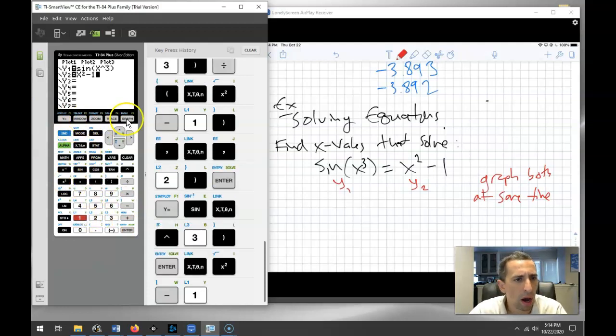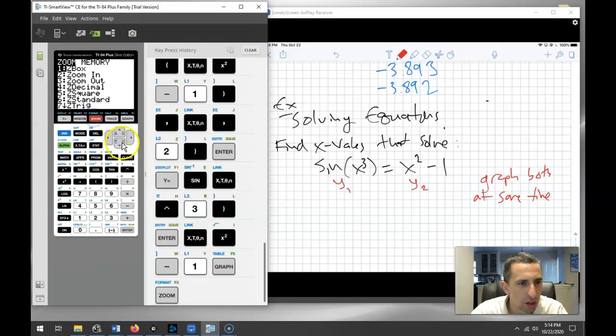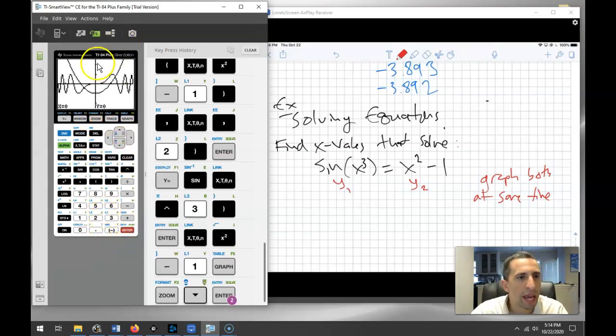Now I'll go ahead and graph those, and that looks like that. It might be helpful to zoom in a little bit, just on the origin, to see a little better. And what we see is 2 intersections. Your calculator might graph a little slower than mine. My computer's a lot faster. So we have 2 intersections. One is there and one is here.